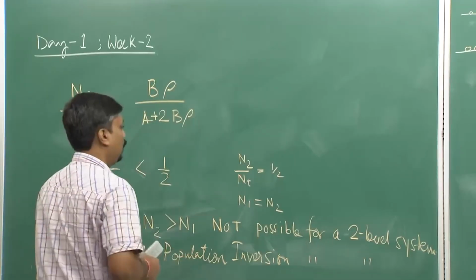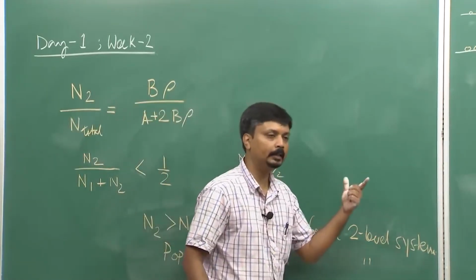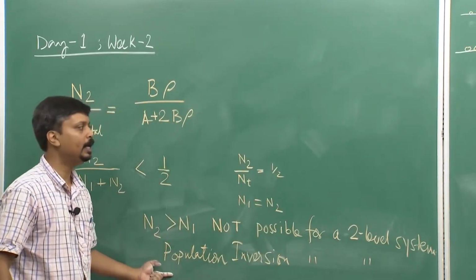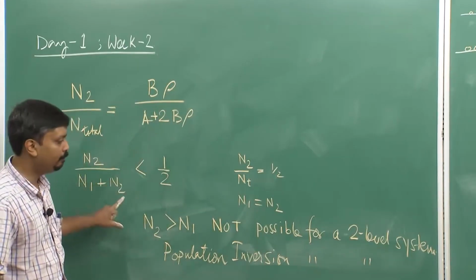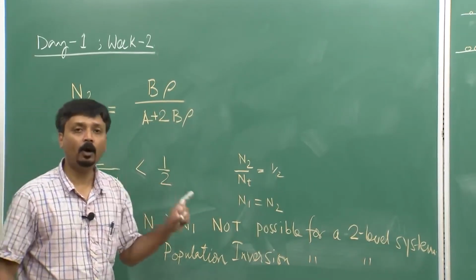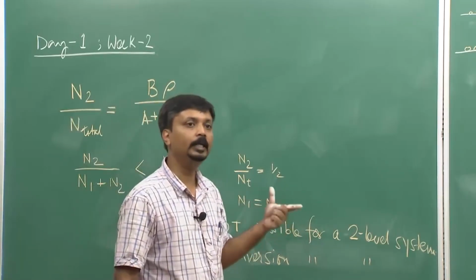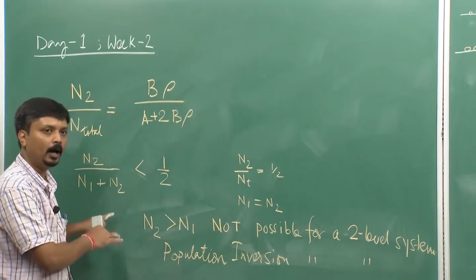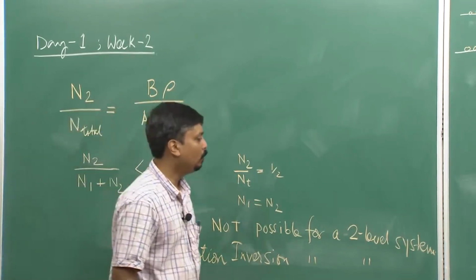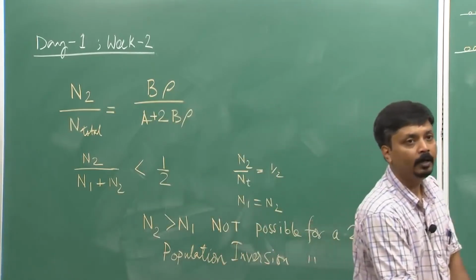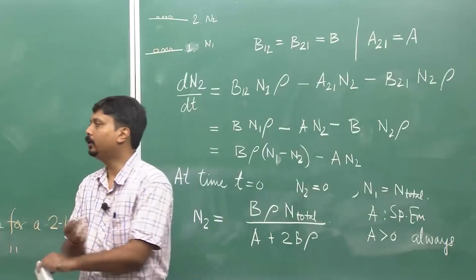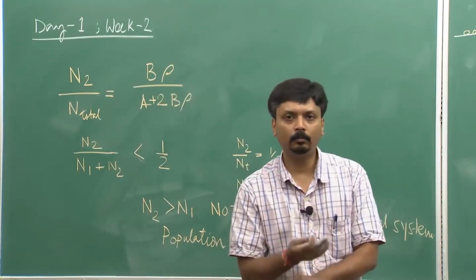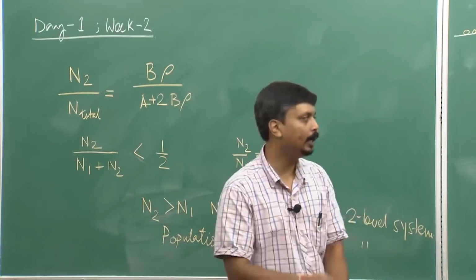I know that if I have to get a laser, I must fulfill this condition N2 greater than N1, or I must have a population inversion, and after seeing everything I figure out that I cannot achieve a population inversion in a 2-level system. So, I have answered the question that I asked a few minutes back. Now, the question is, if not 2-level, whether a 3-level system can give rise to population inversion. Let us look at it.